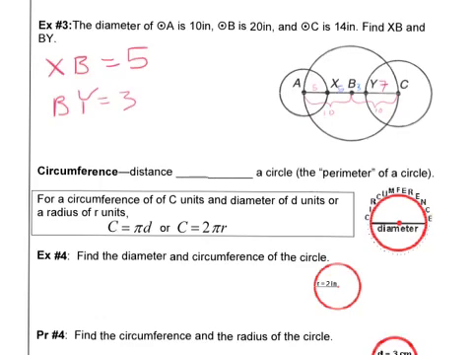Okay, circumference. This is the distance around the circle. Or you could say the perimeter of the circle. So it's the distance around a circle. A circle with circumference C units and diameter of D units, or a radius of R units. This formula for a circumference is how you're going to find it. And you've probably seen these before, especially this one, C equals 2 pi R. So you're going to need to be familiar with those, kind of memorize those.